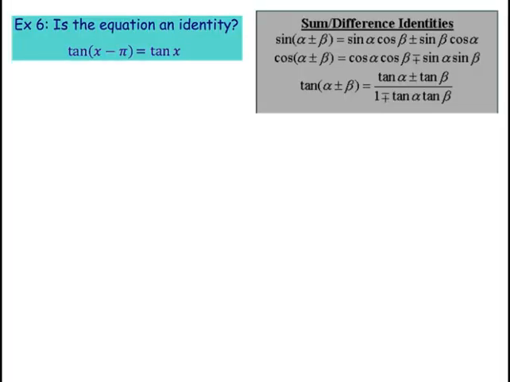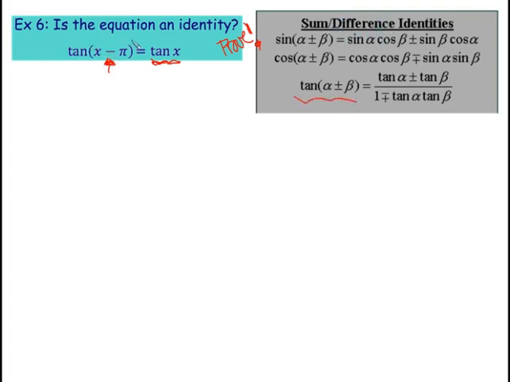Last but not least, let's take a look at example number 6: is the equation an identity? So it's basically asking you to prove, is this true? If we were to take tangent of x minus pi, would we actually get out tangent of x? Almost like what we've been doing in the last few lessons, trying to prove these identities. We want to prove this. But since we're dealing with a difference here, we're subtracting two things in a trig function, we should focus on our difference identity for tangent.